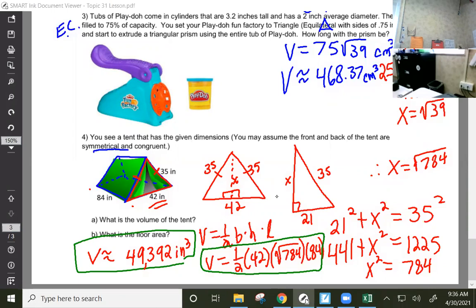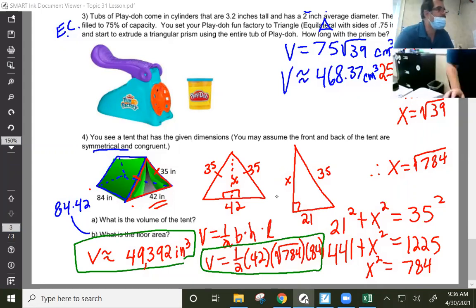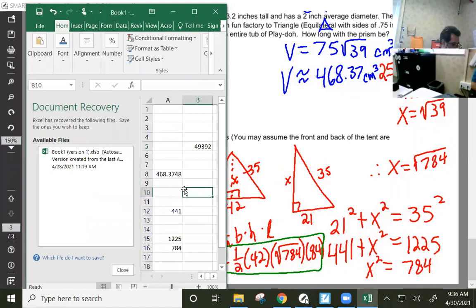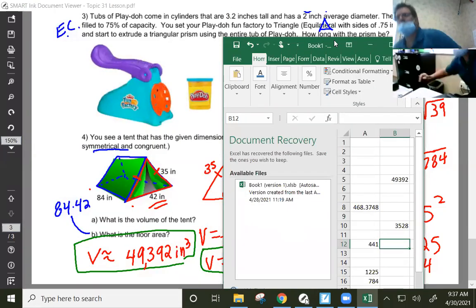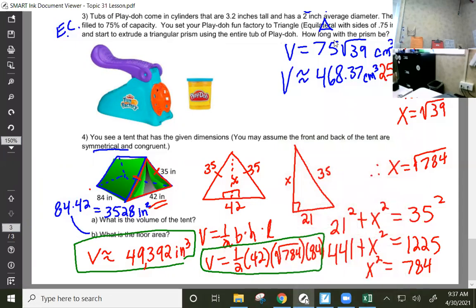What's the area of the floor? Just as a side note, they usually tell you your floor area, and that's 84 times 42, length times width of the floor of that tent. That's 3,528. And since that's two dimensions, that'd be square inches. There you go.